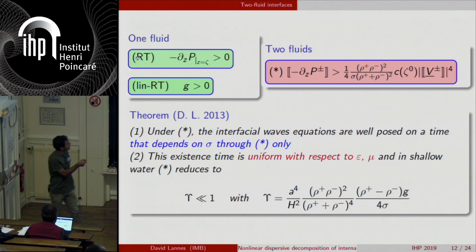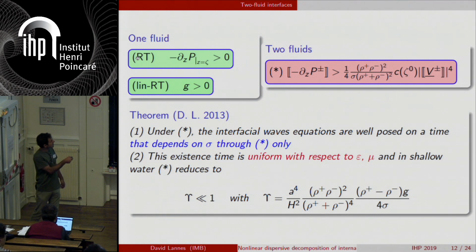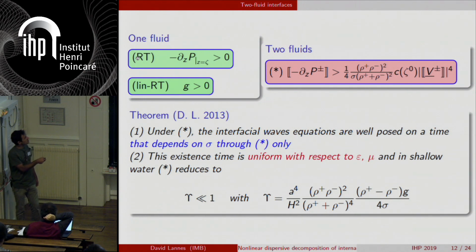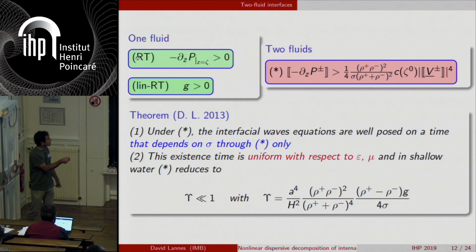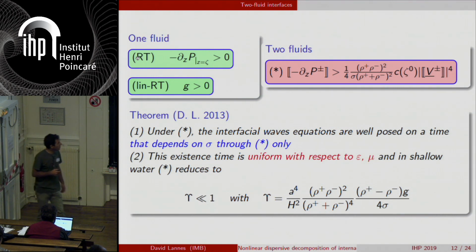In this case, if this is satisfied, on a time scale that depends only on this parameter. And if you look at what happens in the shallow water scaling, where you are able to assess the size of the pressure, the size of the velocity, etc., you can have a dimensionless number, which says that when this dimensionless number is small, then you can have propagation of a stable wave at the interface of two fluids.